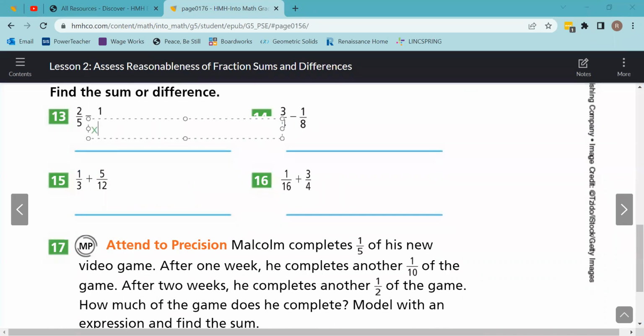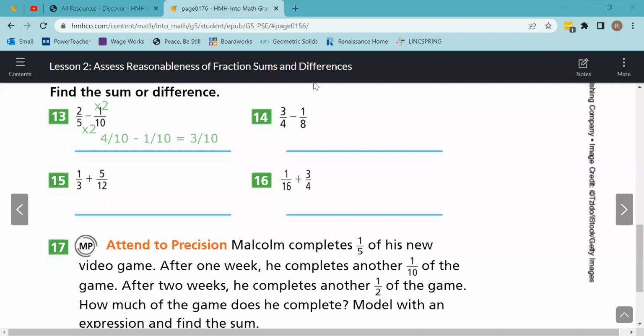Here we have fifths and tenths. Double the fifths to make them into tenths. Take your numerator times 2 as well. And you have what ends up being 4/10 minus the 1/10 stays the same. And the answer for this one is 3/10. Nothing to simplify. So that one just is what it is.